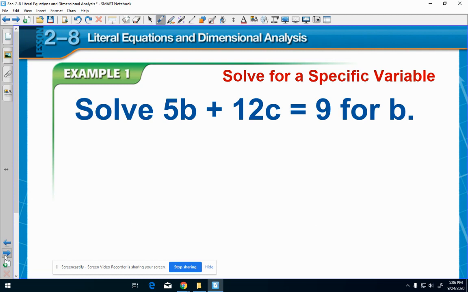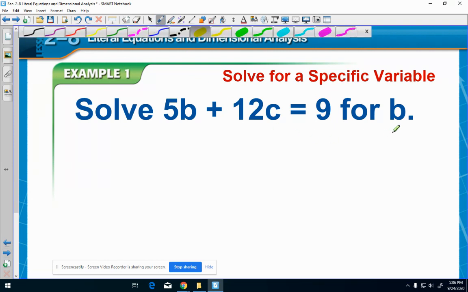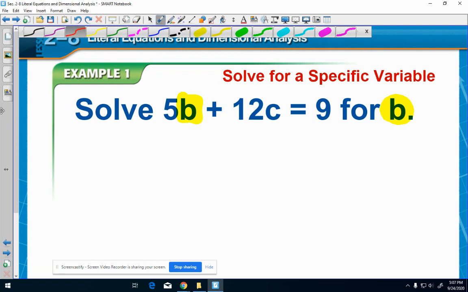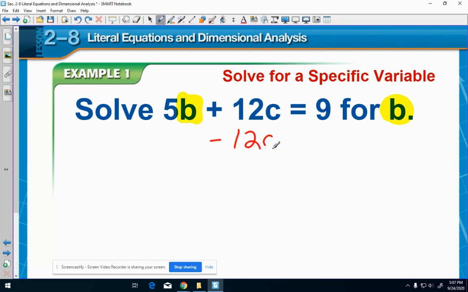All right. So here's kind of an example, and then I'll have you try one after this. But we are asked to solve this equation for the variable of b, meaning get this b right here by itself. Move everything else away. So if you take a look at that for a second, stop and think, what should you move first? And hopefully you're thinking, move this 12c to the other side. Now, the 12c and the 9 aren't like terms, but we still can move it to the other side.